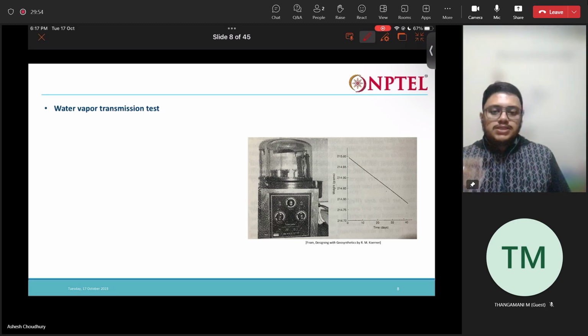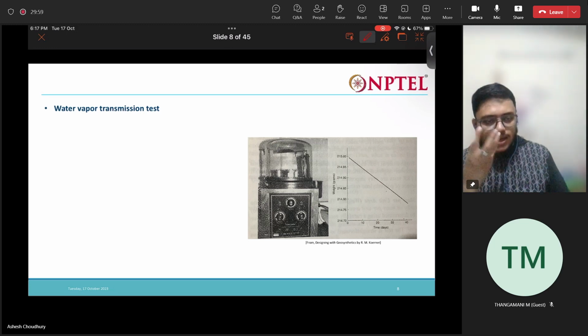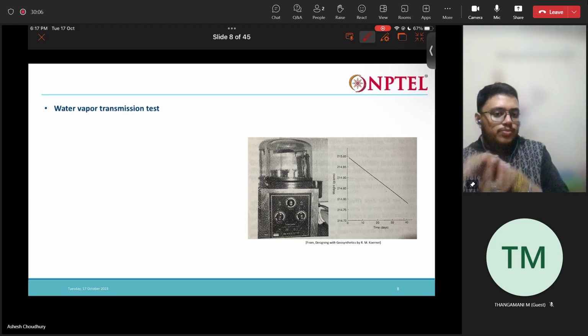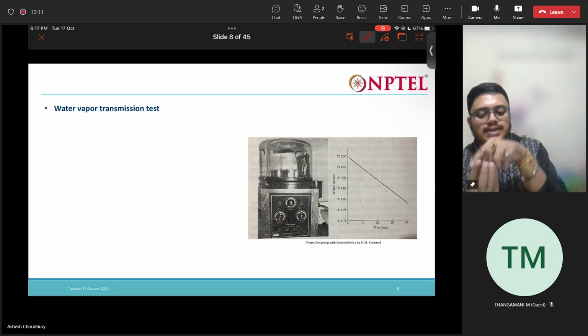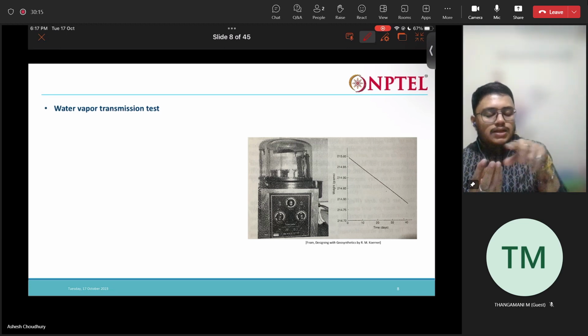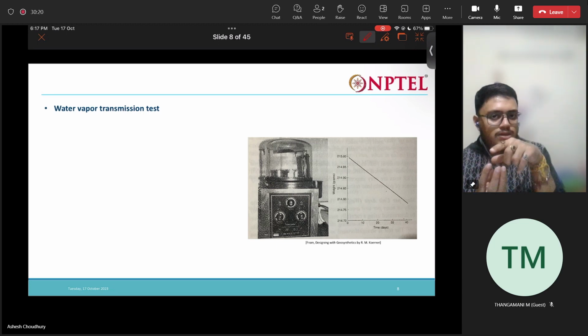In the water vapor transmission test, there are two ways to do it. One thing we can do is take a cup and fill it with water. You can cover the cup with a geomembrane layer, and outside you have normal air. Inside the cup you have water, so that means 100% relative humidity. And outside there is obviously less than 100%. So what will happen?